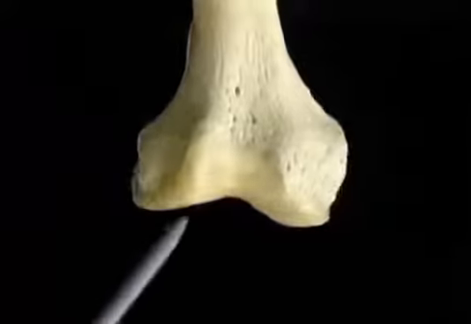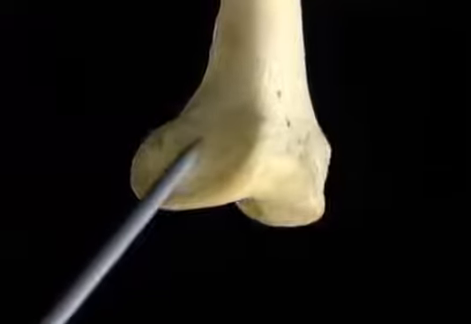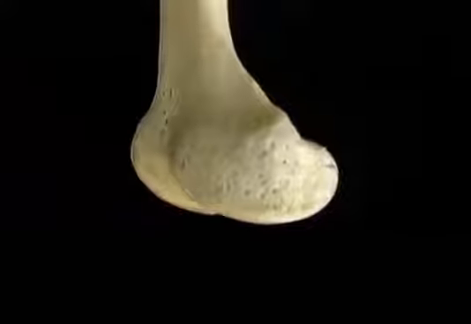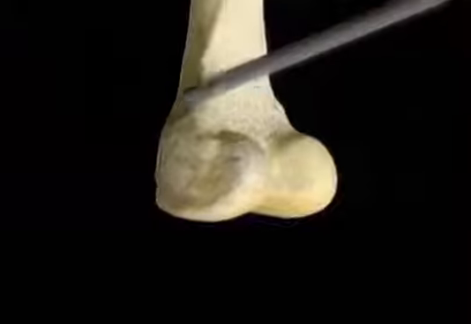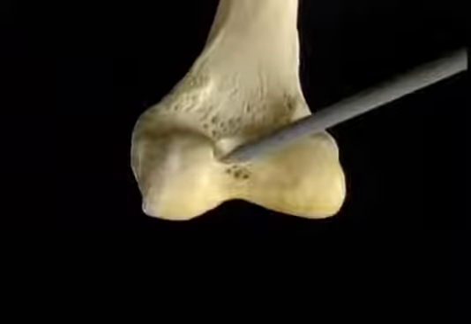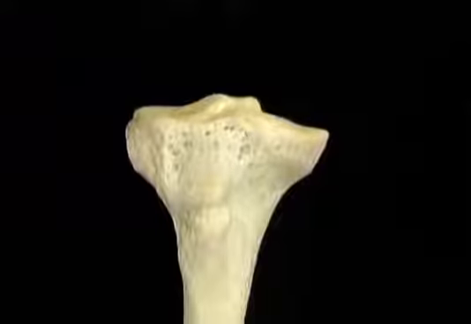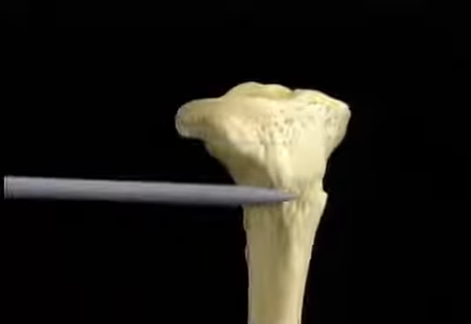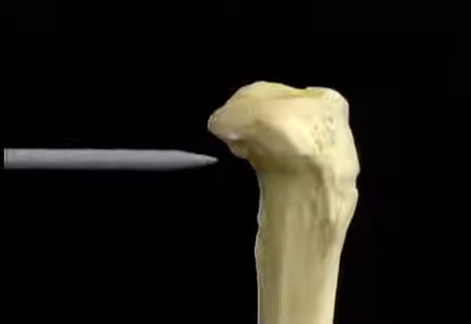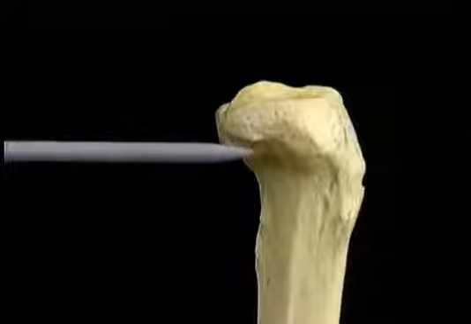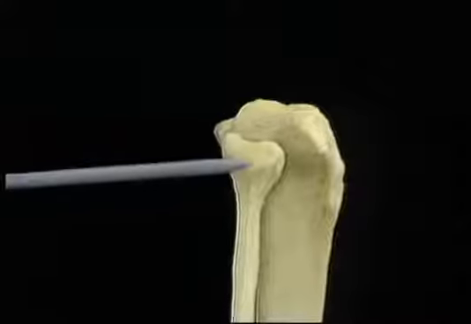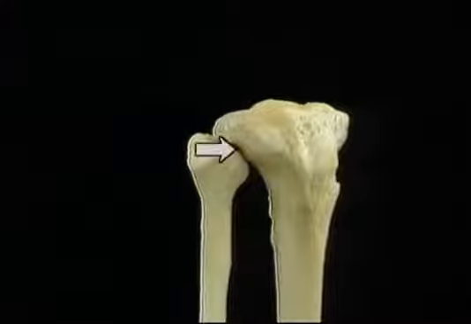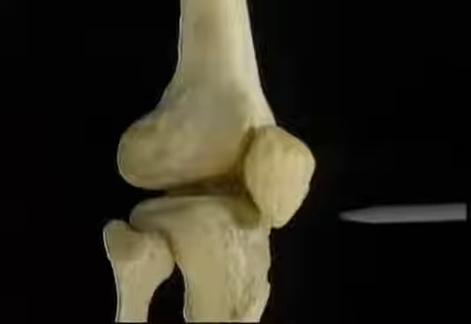On the femur, here's the lateral condyle and epicondyle, the medial condyle and epicondyle, the adductor tubercle, and the intercondylar notch. On the tibia, here's the lateral condyle, the medial condyle, the tibial tubercle, and the facet for the fibula. Here's the head of the fibula, the neck of the fibula, the proximal tibiofibular joint, and the patella.